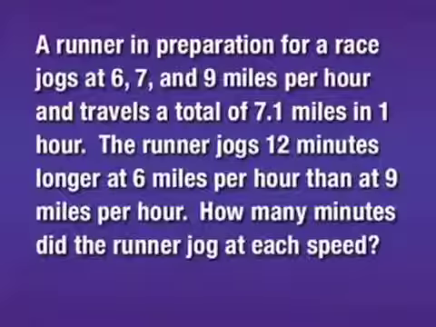A runner in preparation for a race jogs at 6, 7, and 9 miles per hour and travels a total of 7.1 miles in 1 hour. The runner jogs 12 minutes longer at 6 miles per hour than at 9 miles per hour. How many minutes did the runner jog at each speed?